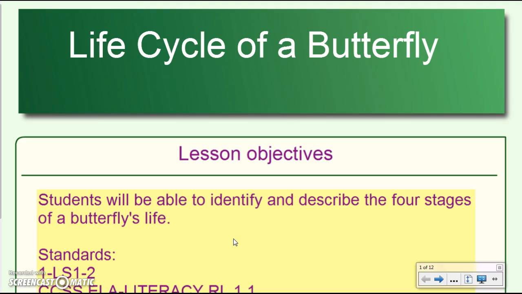So to get started, let's take a look at our lesson objectives. If you would read along with me. Students will be able to identify and describe the 4 stages of a butterfly's life. Okay, so let's get started.